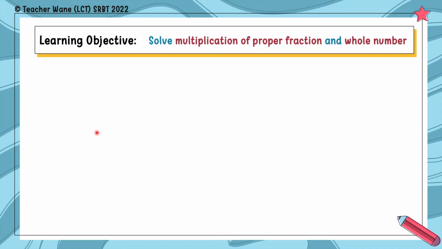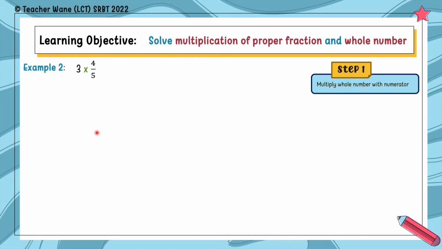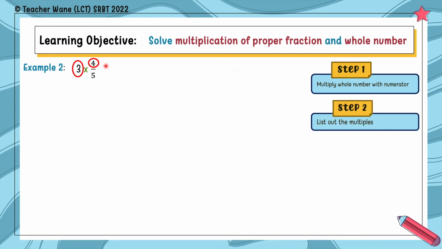Let's do another example. Example number 2. 3 times 4 out of 5. So step number 1, we need to multiply the whole number with the numerator. So this 3 is a whole number times the numerator, which is digit 4. I'm going to list out the multiples if this is necessary for you. If you know your multiplication, if you want to skip this step, go ahead, since you may already know or memorize the multiplication table.